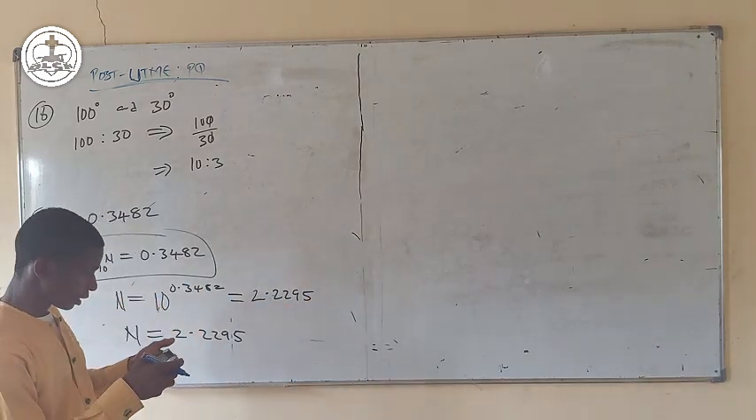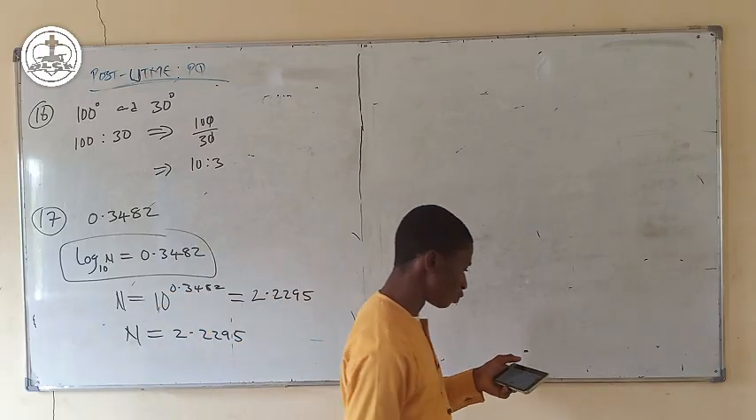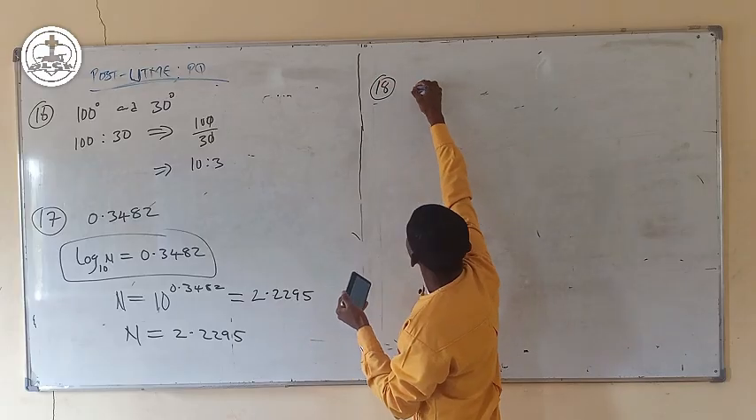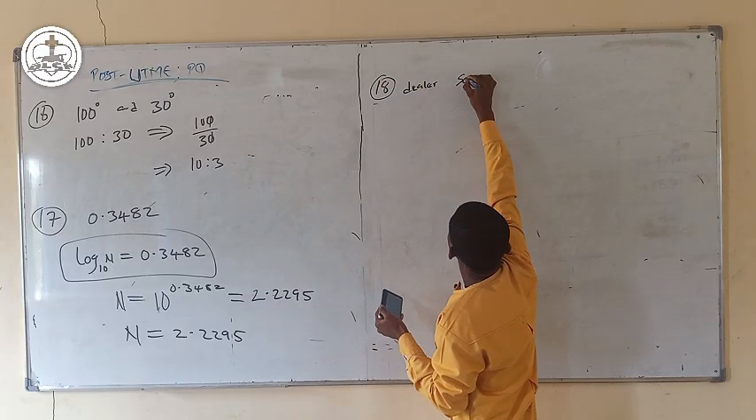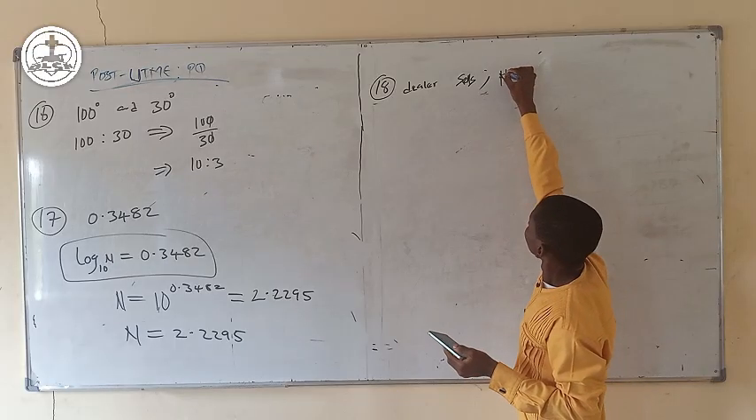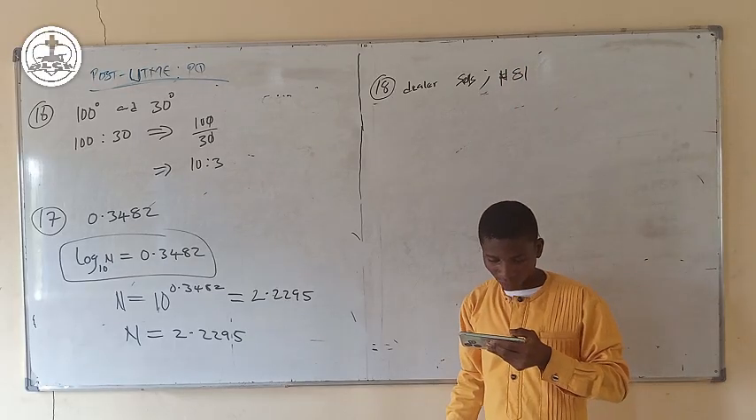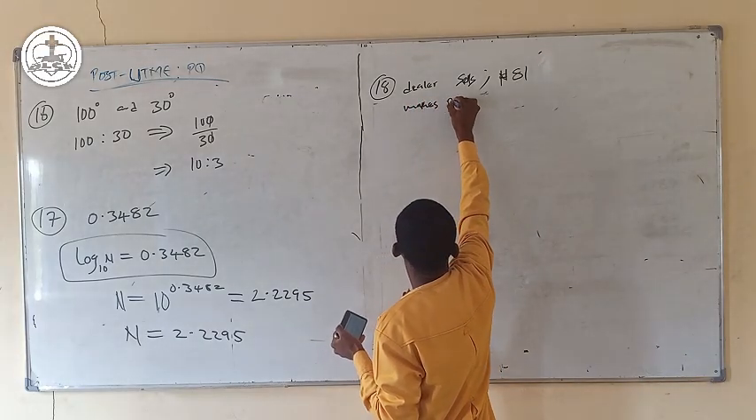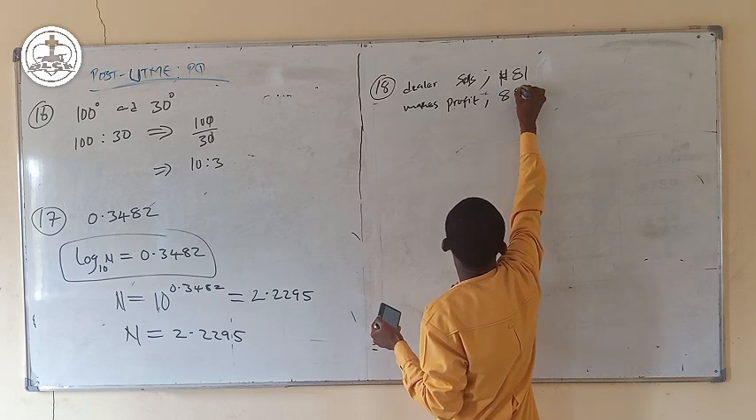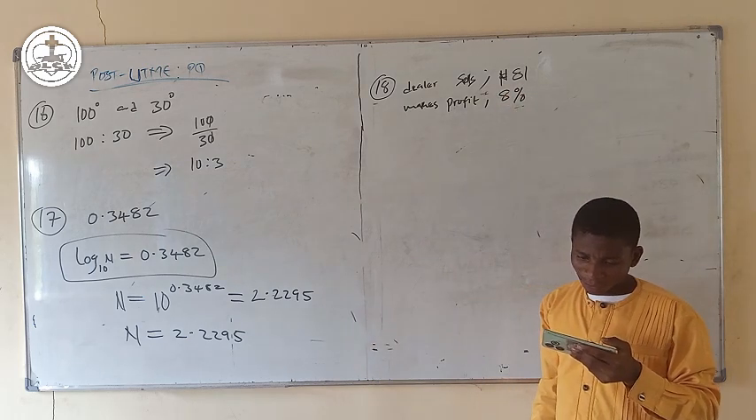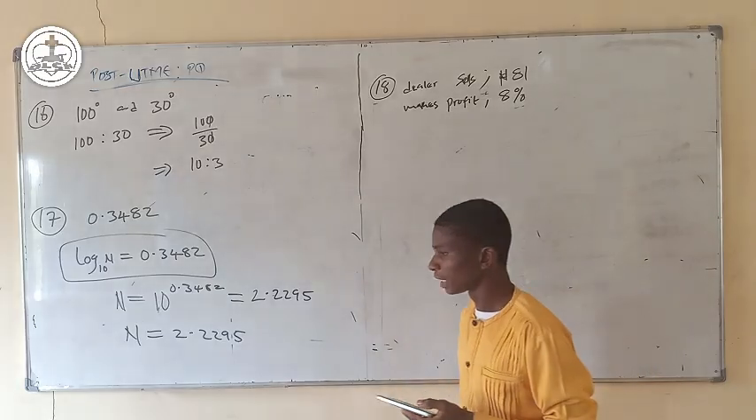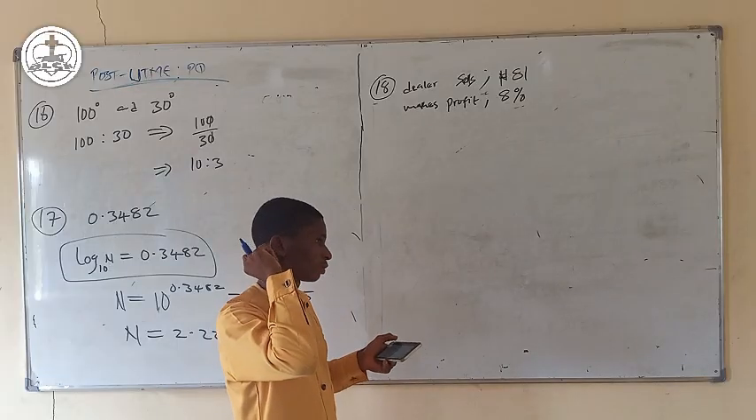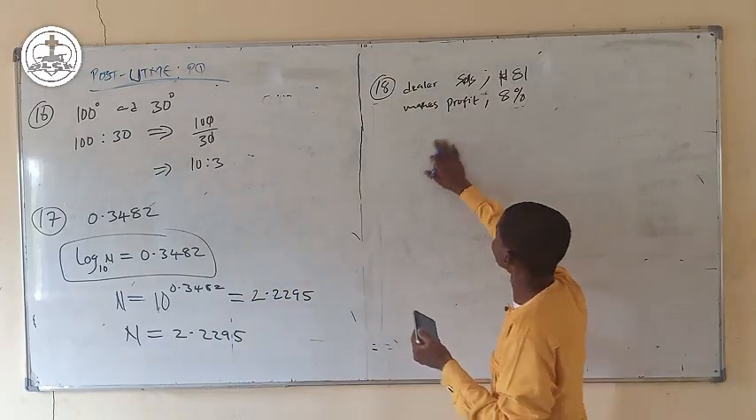our next question. A dealer sells a bicycle for 81 naira. He sells a bicycle for 81 naira. He makes a profit of 8%, sorry. What did he pay for the bicycle? Now they are asking us for the cost price of that bicycle.